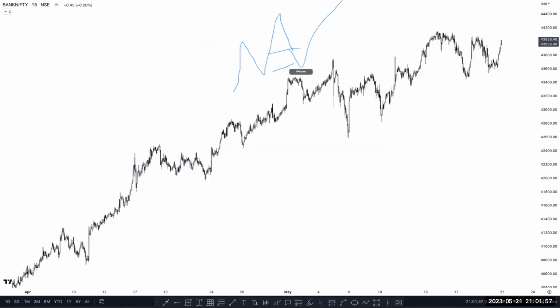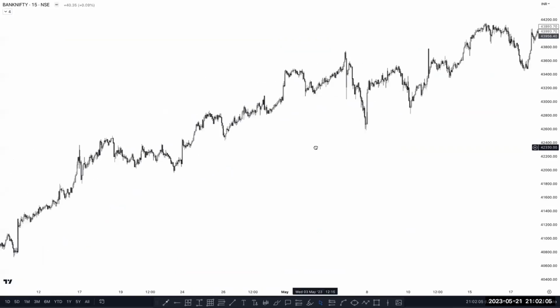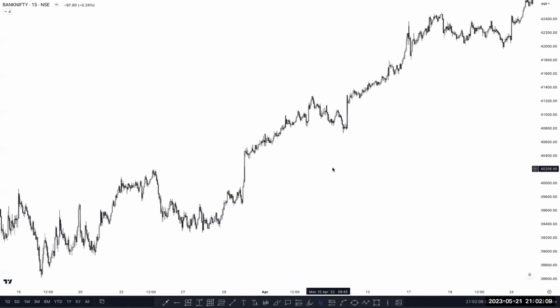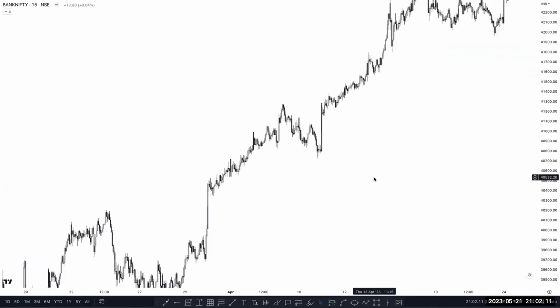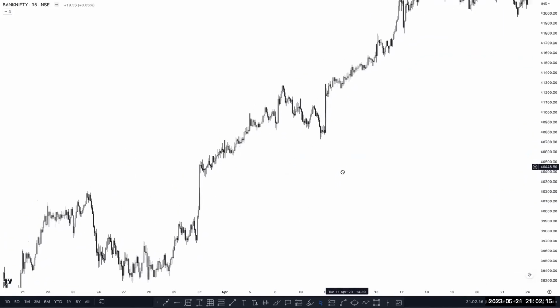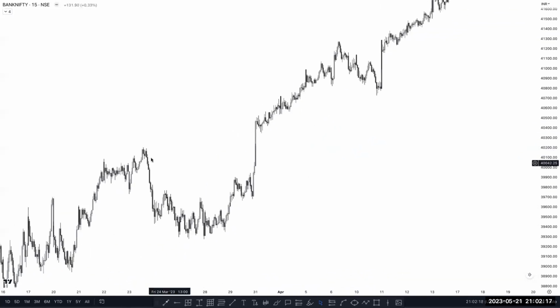Look at this one. First of all, you have to mark the structure. I'm starting from the bottom of the move, and here you can also start. You can start anywhere, whatever you want. Like here, this is our higher high and higher low, and break of structure.